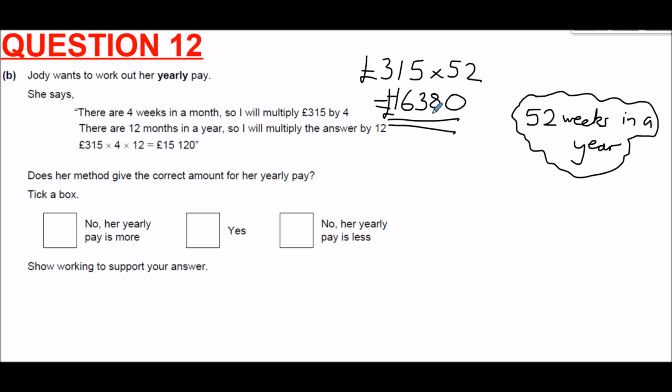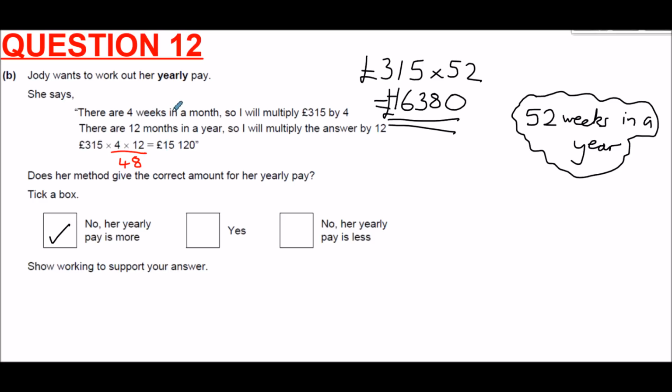So that's what she'd actually get paid. So actually her yearly pay would be more. What she's done by multiplying by 4 and multiplying by 12 is she's multiplied 315 by 48, because 4 times 12 is 48. So she's a few weeks short.